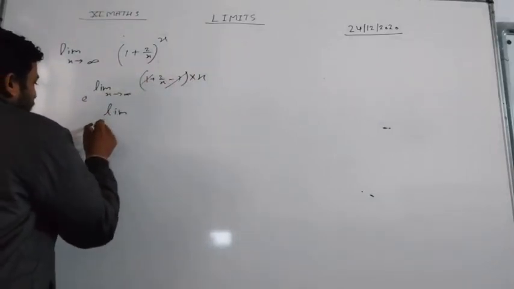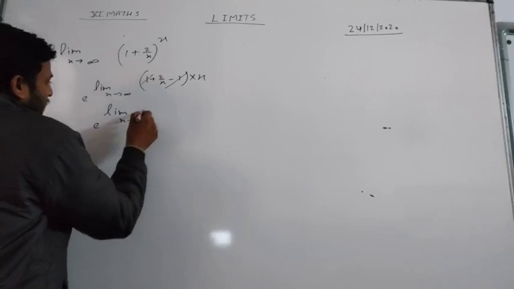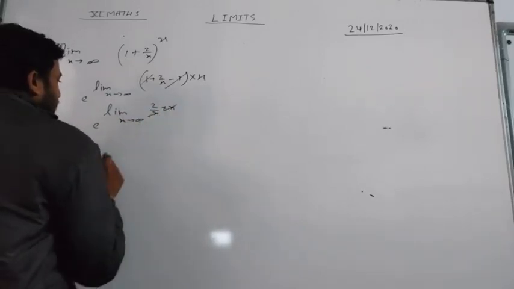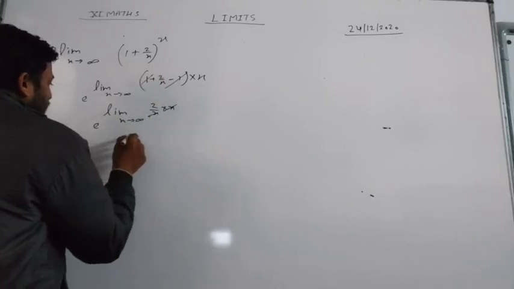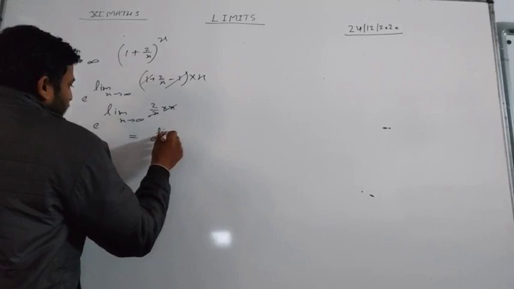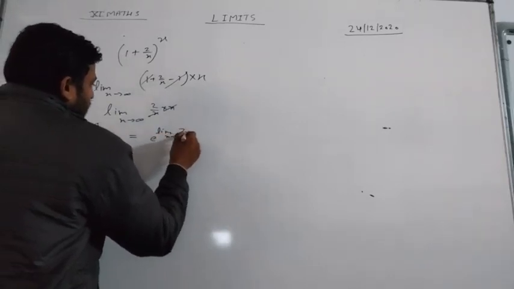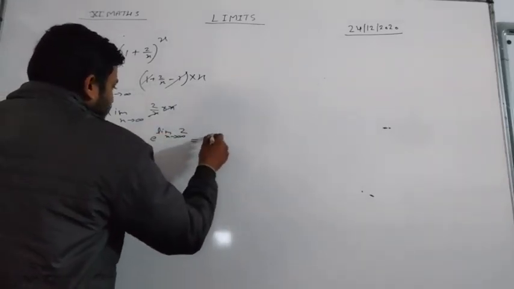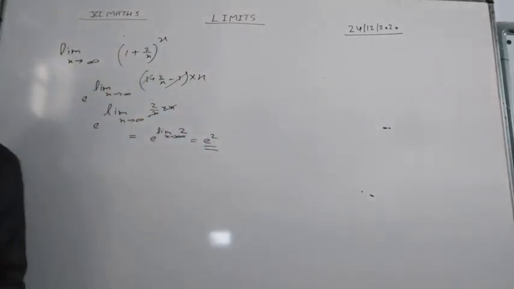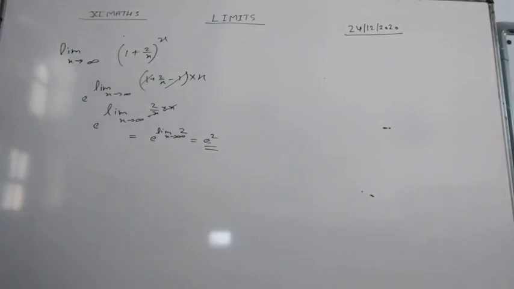Now limit e to the power, x tends to infinity, 2 by x into x. This is cancelled. Okay, students. Now here, e to the power limit x tends to infinity of 2, so we write e square. So the solution of this question will be e square. I hope you understand, students. Now we take another question and see.